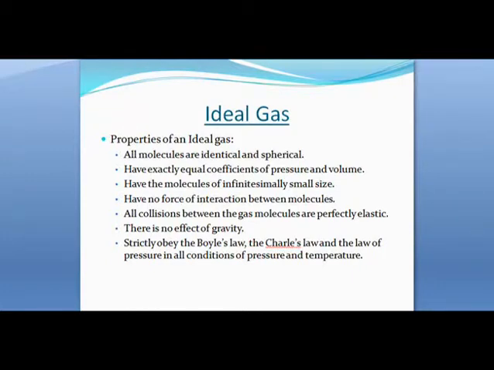When you talk about an ideal gas, there is no effect of gravity, and all ideal gases strictly obey Boyle's law, Charles' law, and the law of pressure in all conditions of pressure and temperature.